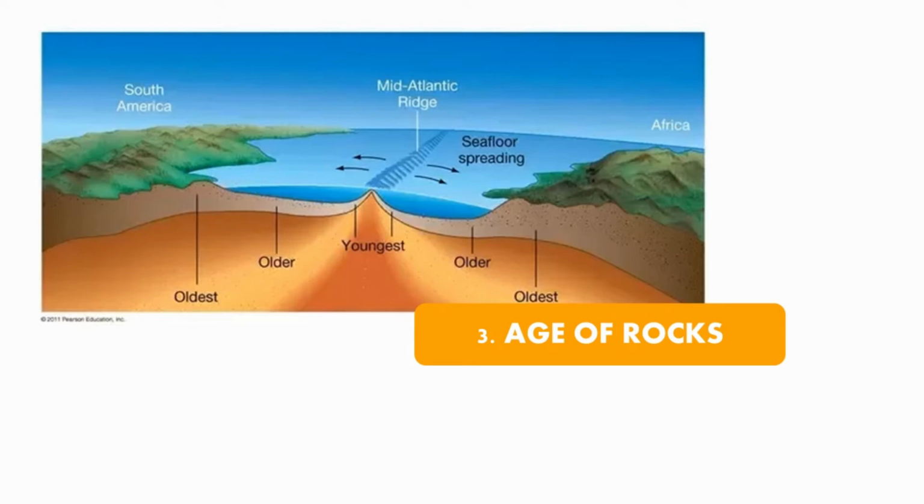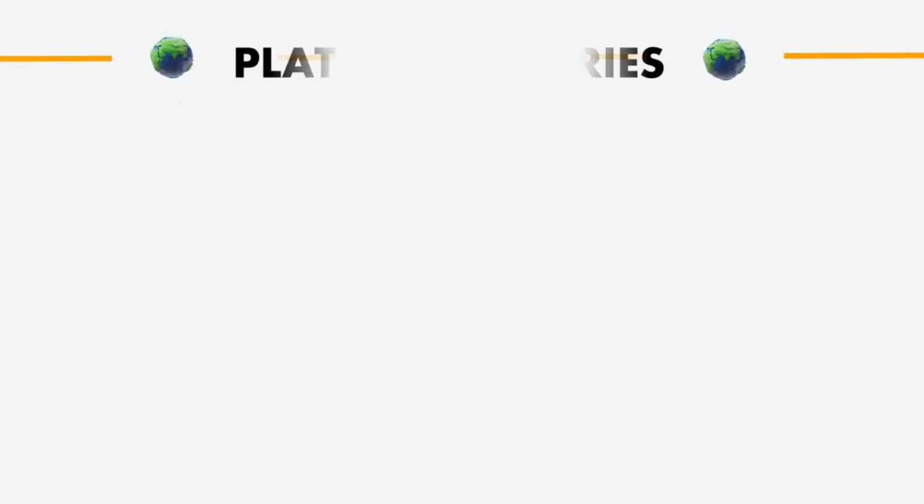Last is the evidence from drilling samples. Samples from the seafloor were brought up through pipes. Then, the age of the rocks was determined by scientists. They concluded that the farther the distance of the rock from the ridge, the older it is. The youngest rocks were always in the center of the ridges. This showed that the seafloor spreading really has taken place. And that's it for plate theories.